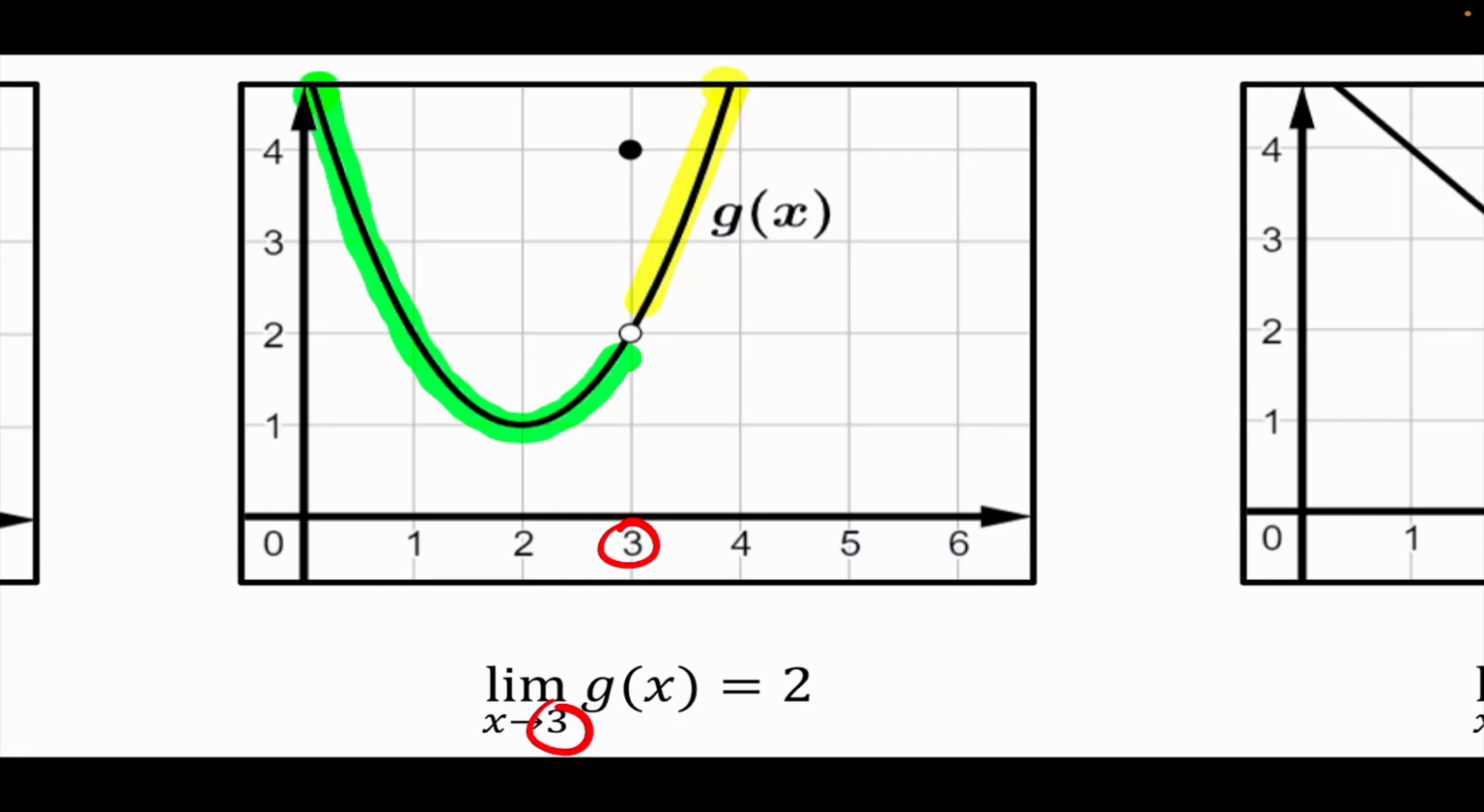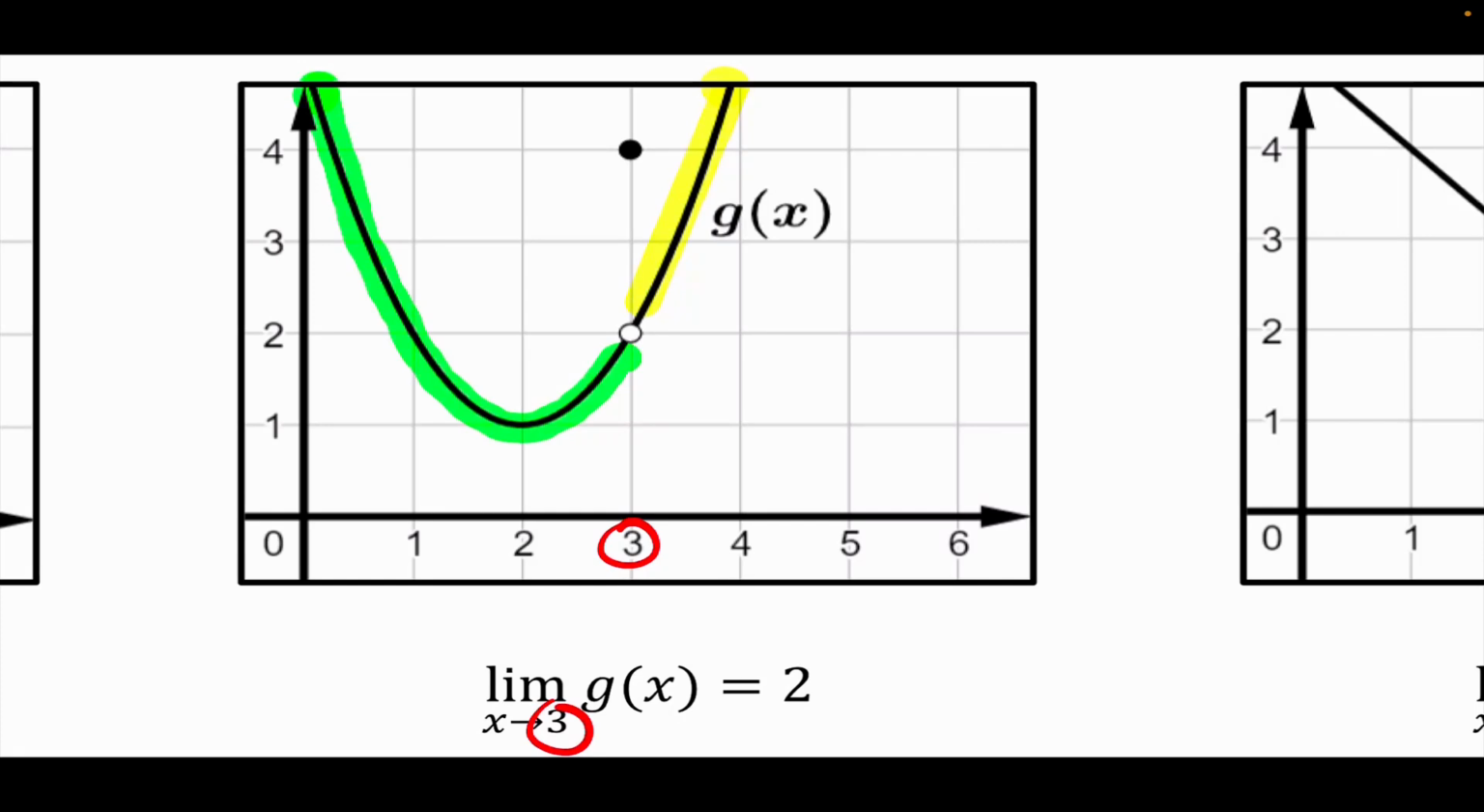Okay? As I'm getting closer, that's a limit. A limit is as I'm approaching, as I'm getting closer. I'm not asking for the answer at 3. I'm asking for as I'm getting closer to it, right?